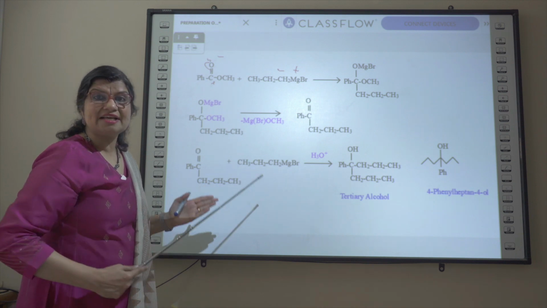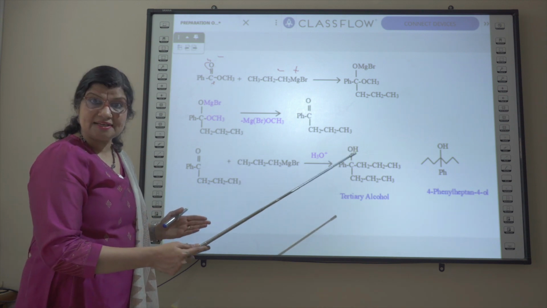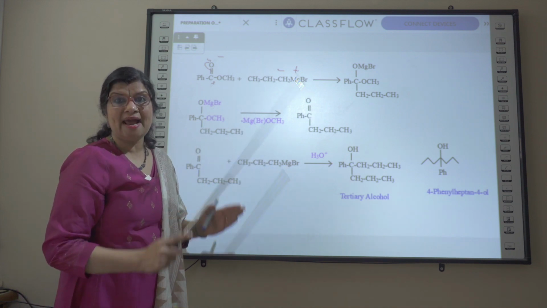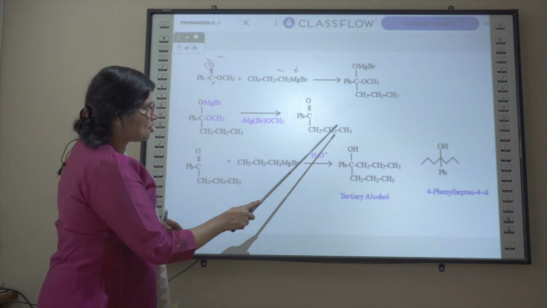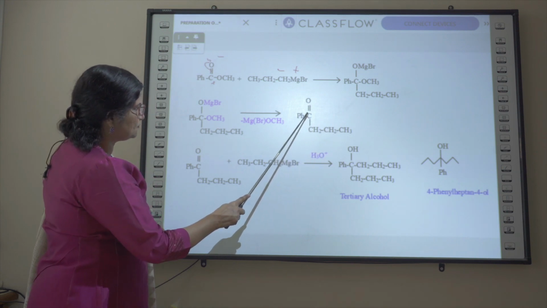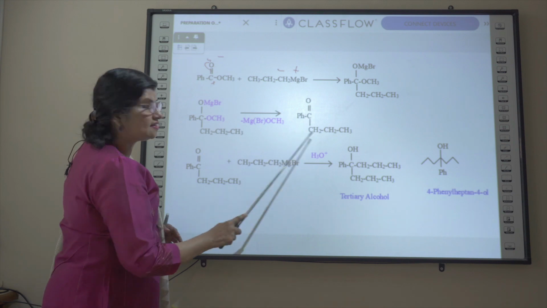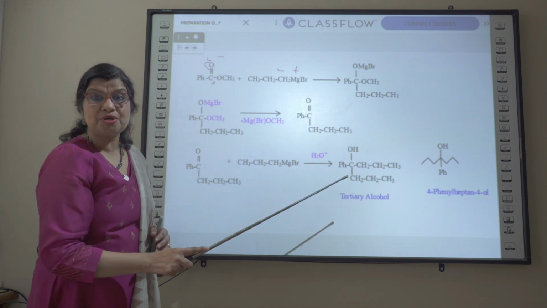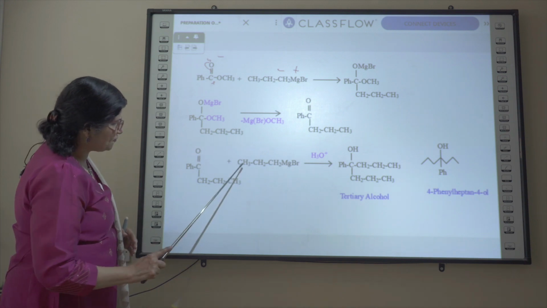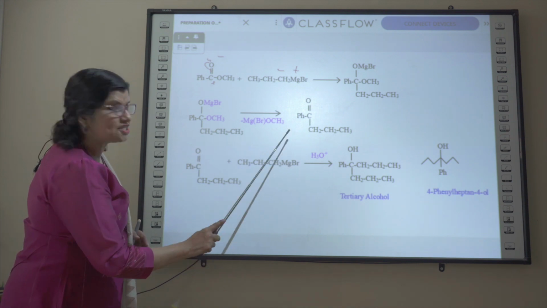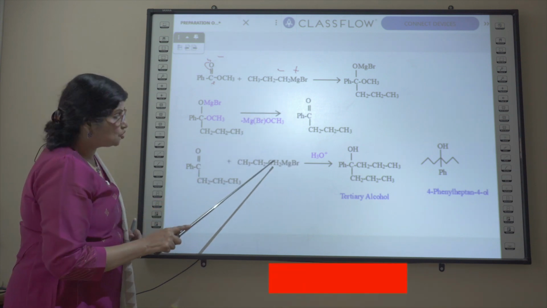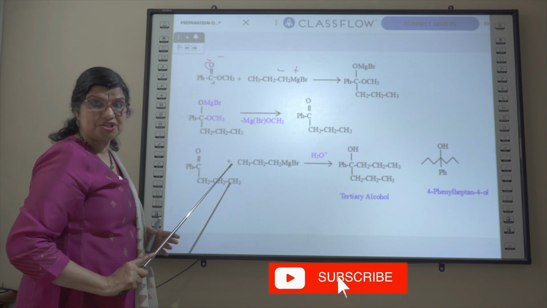Now you react this ketone with a Grignard reagent, right? So that there are totally 7 carbon atoms in the final product. You already have 1, 2, 3, 4 carbon atoms in this ketone. So the Grignard reagent should have only 3 carbon atoms, which is why you react this ketone with propyl magnesium bromide. You used a propyl magnesium bromide earlier, and you're using one more molecule of propyl magnesium bromide.